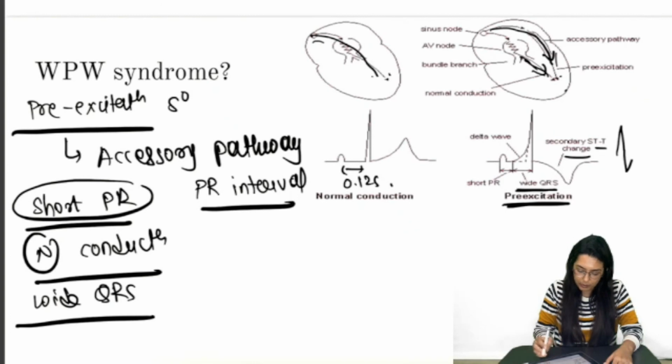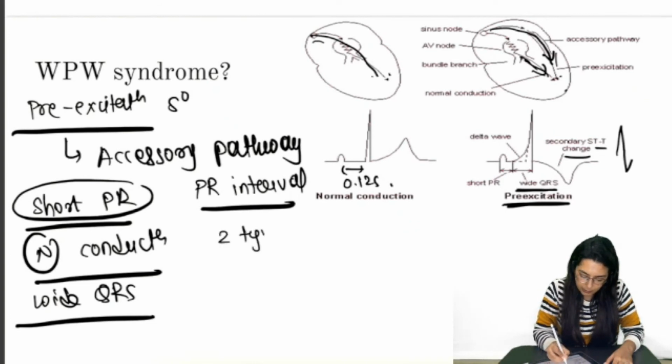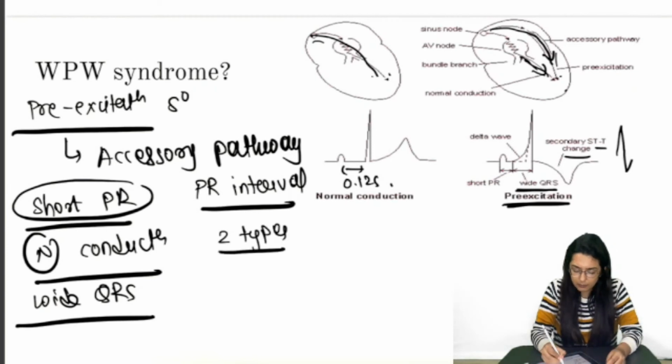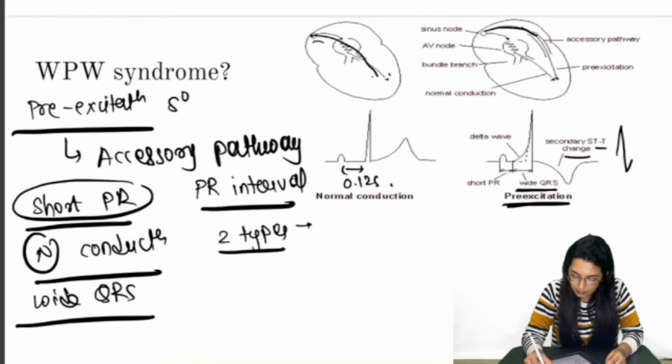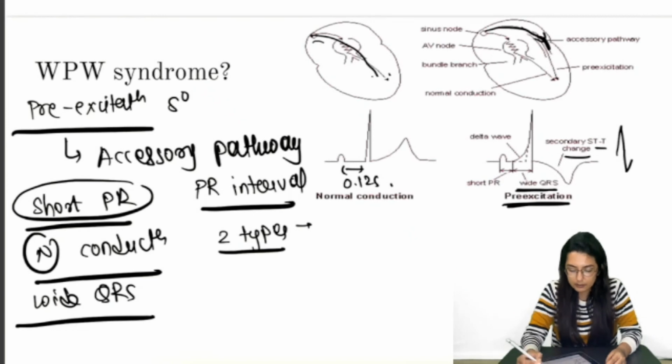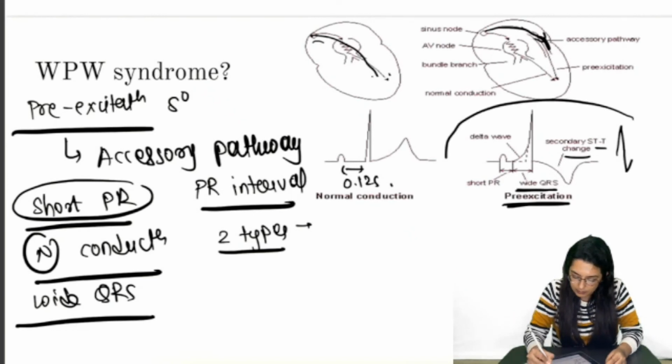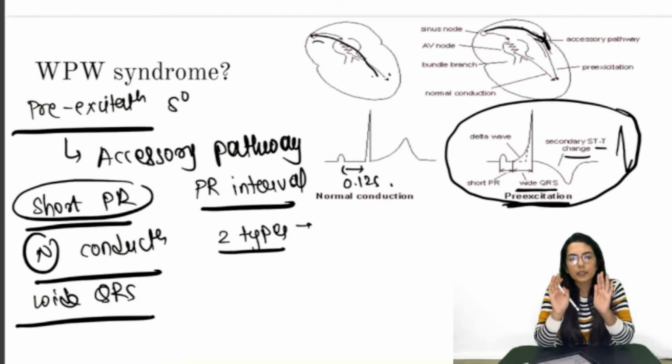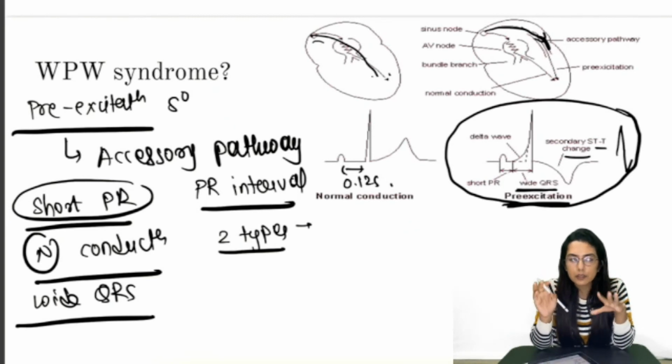Now, one more thing I wanted to discuss is that there are two types of WPW syndrome. One is this accessory pathway. As there is no AV nodal delay, this will always be more prominent than this. So normally this is the ECG present in a patient of WPW syndrome.